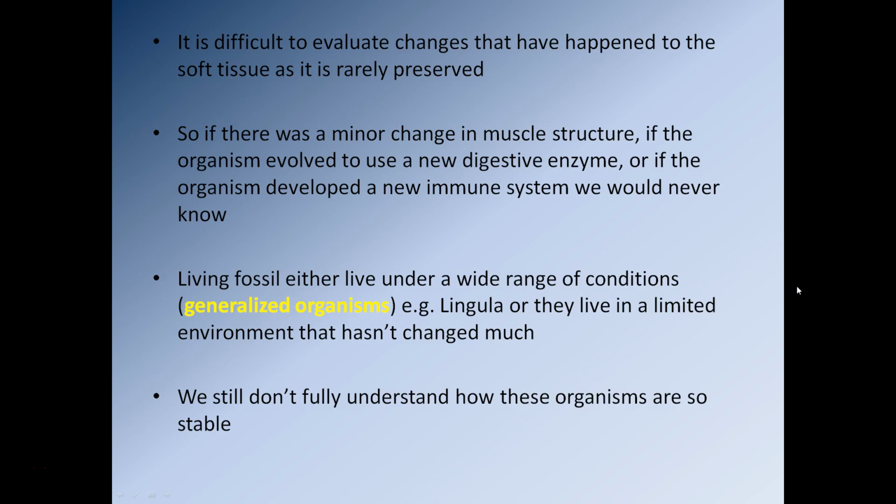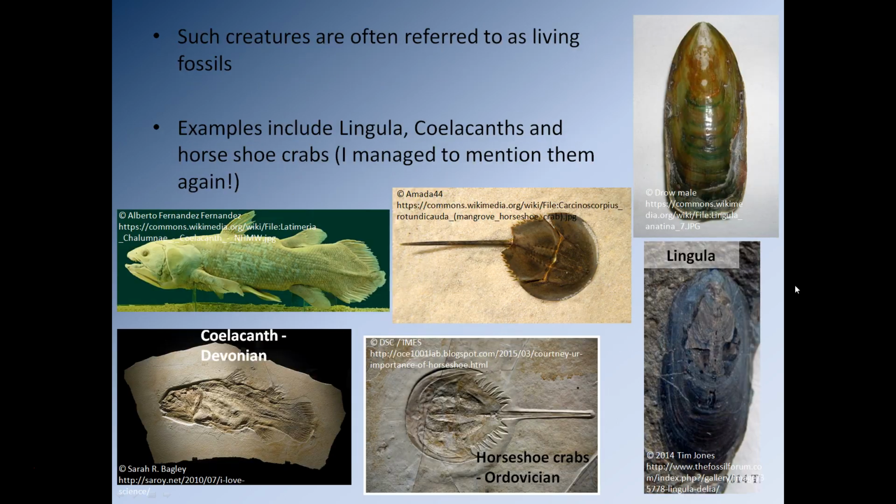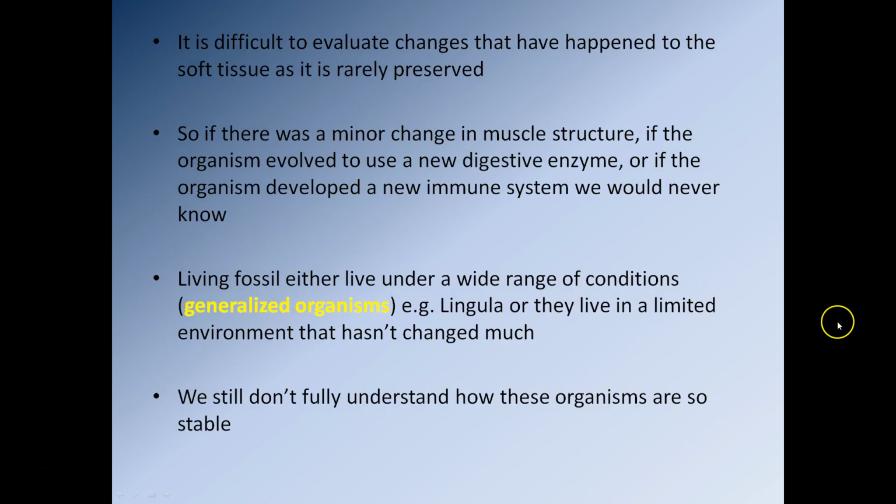So it is difficult to evaluate change that's happened to soft tissue as it's rarely preserved. So if we go back and we look at the horseshoe crab or the coelacanth here or the Lingula, these fossils here are the hard parts of the body. The soft parts of the body, the muscle, the gut, the reproductive organs, they've all decomposed and they've been lost. So when we compare these fossils, we're only comparing the hard parts.